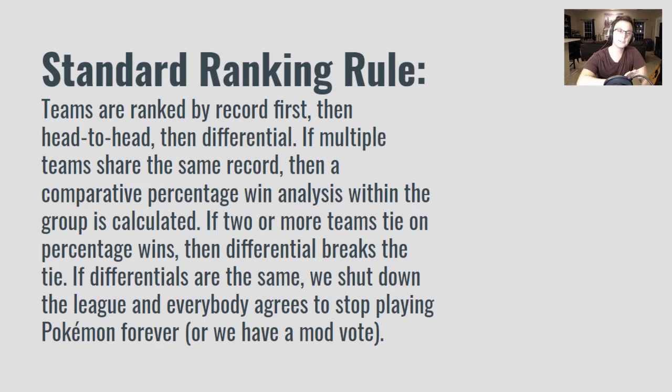So, if multiple teams share the same record, say you've got 6 teams that all have 5 and 6, like it's true at the end of the 3rd season of the PCL right now as this is being recorded, then what is done is a comparative percentage win analysis. That's what's calculated to determine where those teams are ranked within their group of 6 or 3 or 4 or what have you. Then, by some unlikely scenario, if 2 or more teams tie on percentage wins on the CPWA, then differential breaks the tie.